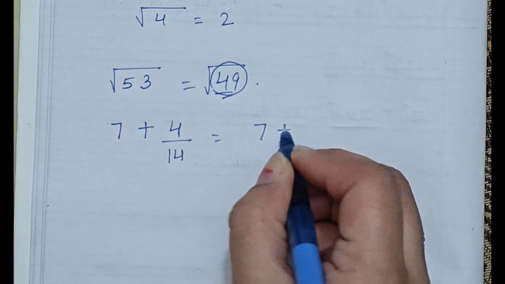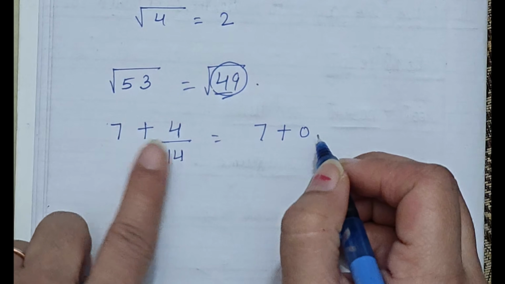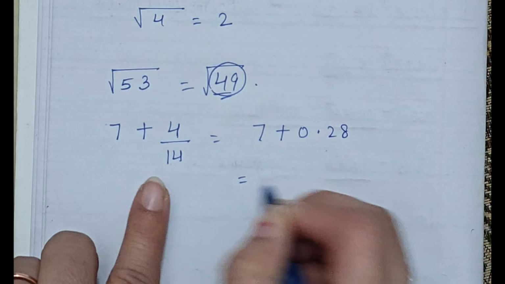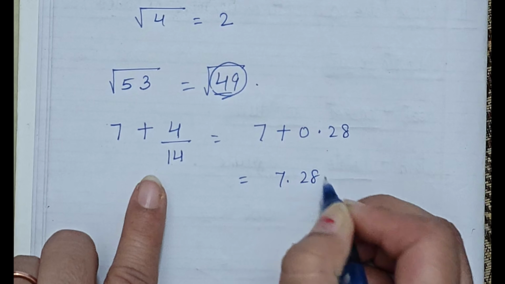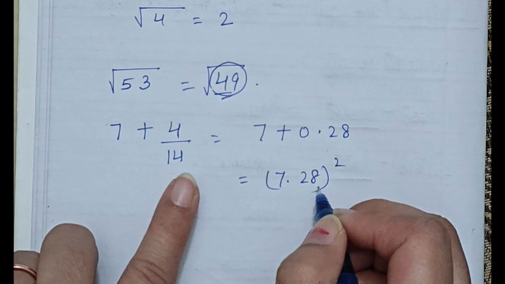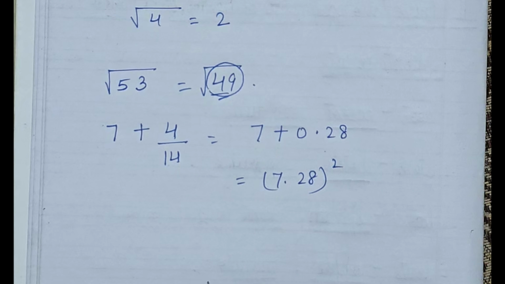And now we will calculate 7 plus it. When we calculate 4 by 14, we will get 0.28. So the answer will be 7.28, and when we square 7.28 we will get approximately 53.